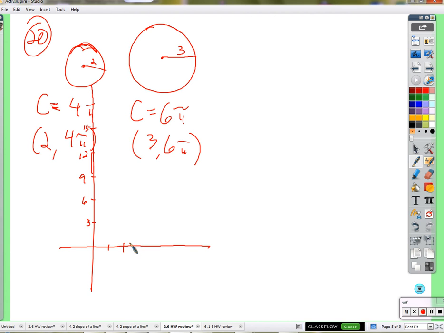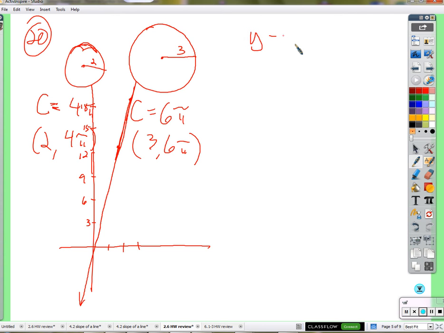So 2 comma 12.56. And 6 times pi, 6 times 3.14, is 18.84. So a radius of 3 gives us a circumference of 18.84. The line just goes right down like that. 0 diameter, 0 circumference, right? 0 radius, 0 circumference.